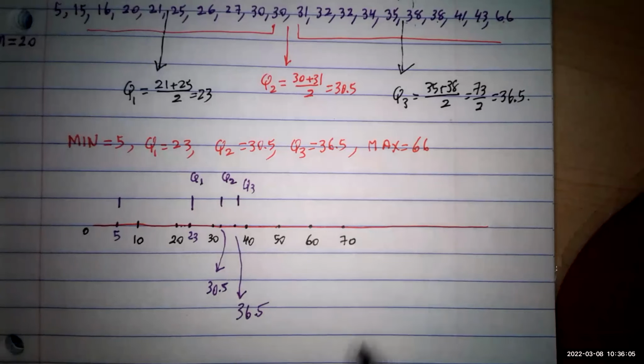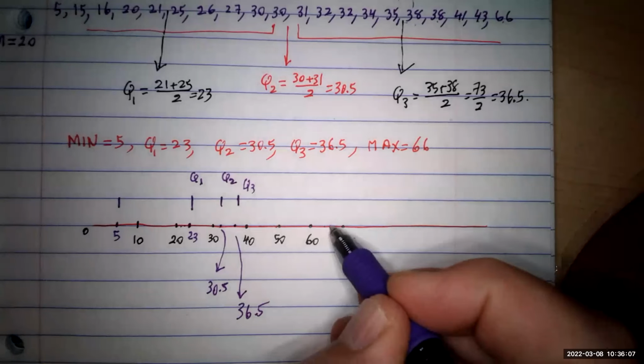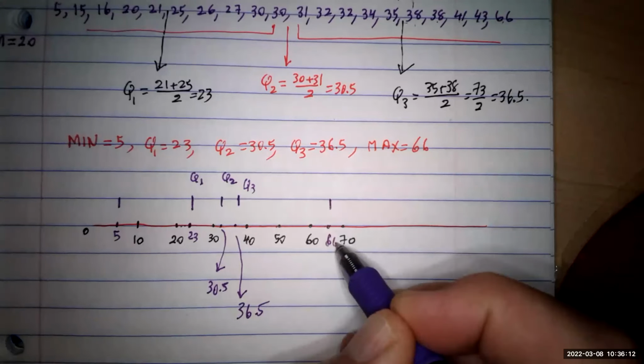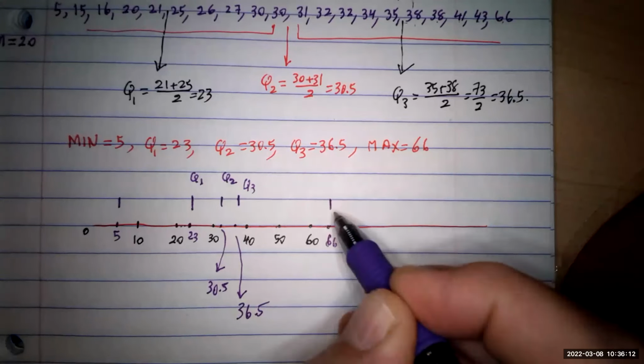And the max is 66. So this is 65, 66, so that would be 66. You are going to connect the quartiles together to get the box. This is the box, and it is connected to the max and the min. So that would be your box plot. Any question?